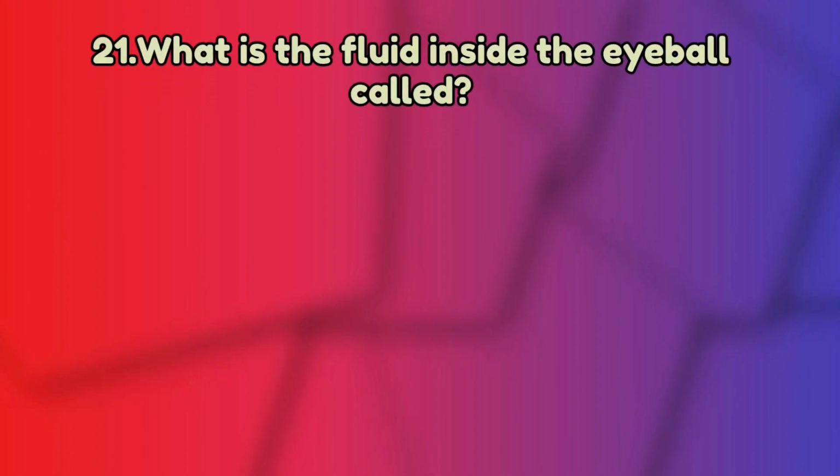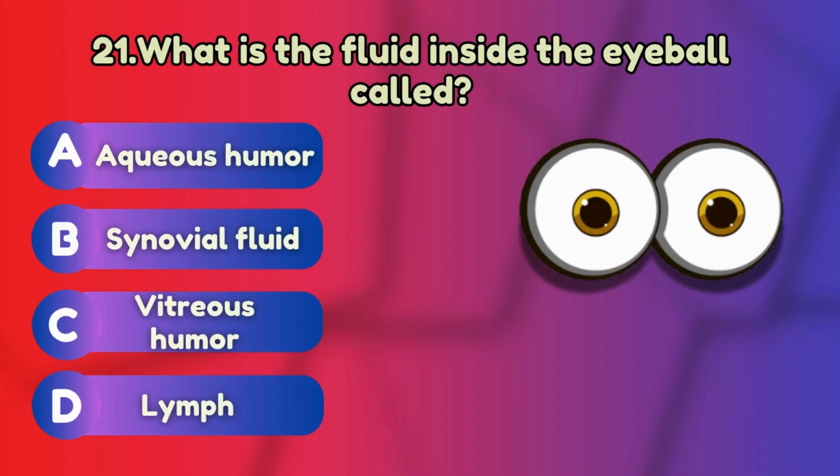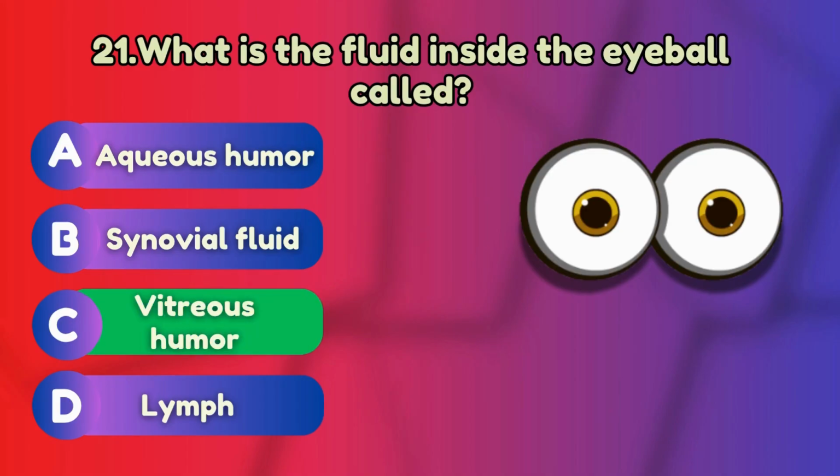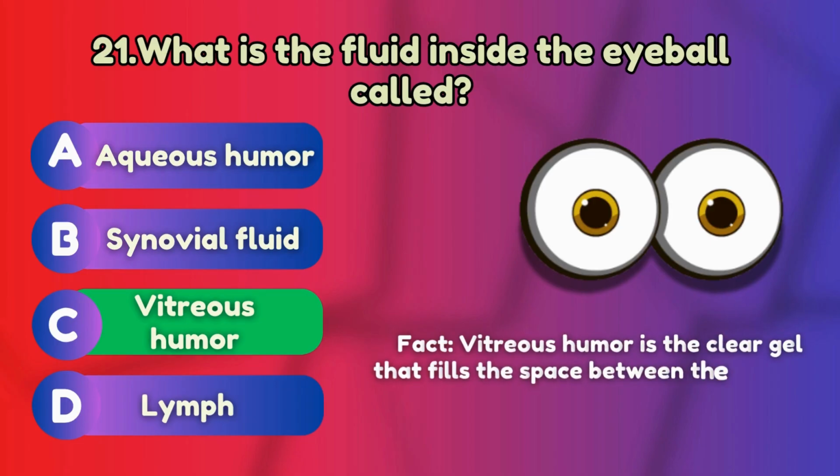21. What is the fluid inside the eyeball called? A, aqueous humor, B, synovial fluid, C, vitreous humor, D, lymph. Right answer, vitreous humor. Fact, vitreous humor is the clear gel that fills the space between the lens and retina.